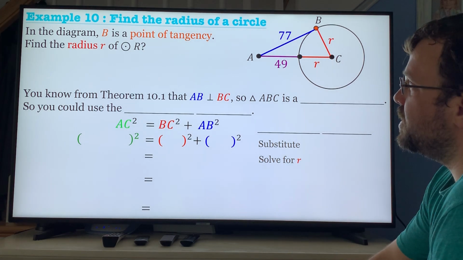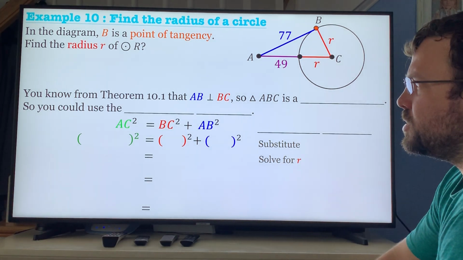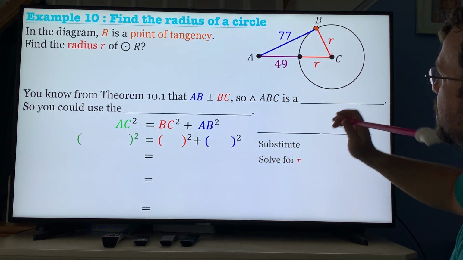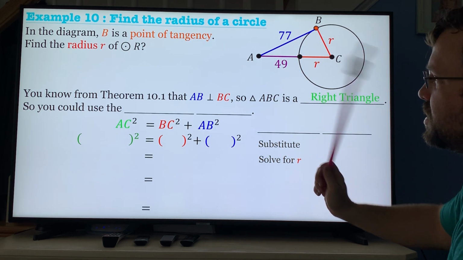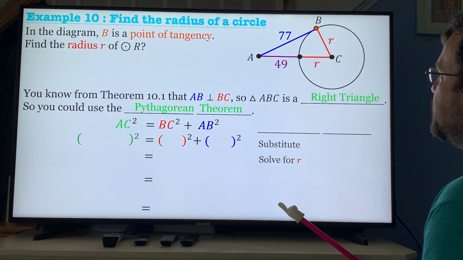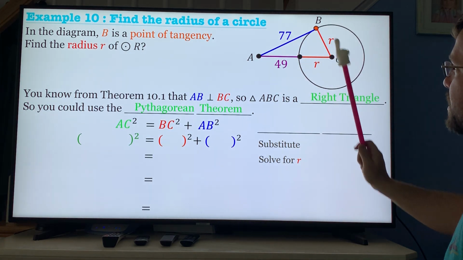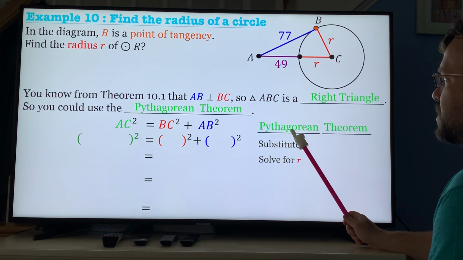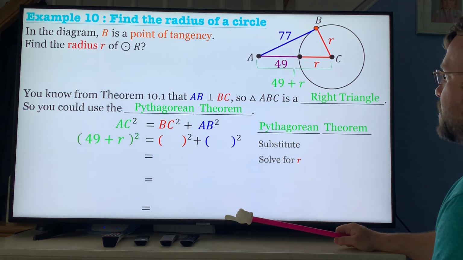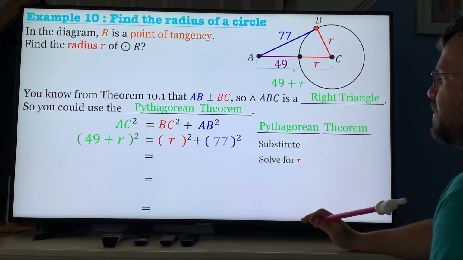In the diagram, B is the point of tangency. Find the radius R. How do you think you do this? You have to use your Pythagorean theorem. You need a right triangle, so you can use the converse Pythagorean theorem. So, our hypotenuse is AC. What does AC equal? It doesn't equal 49, doesn't equal R. It equals 49 plus R. What is BC? R. What is AB? 77.